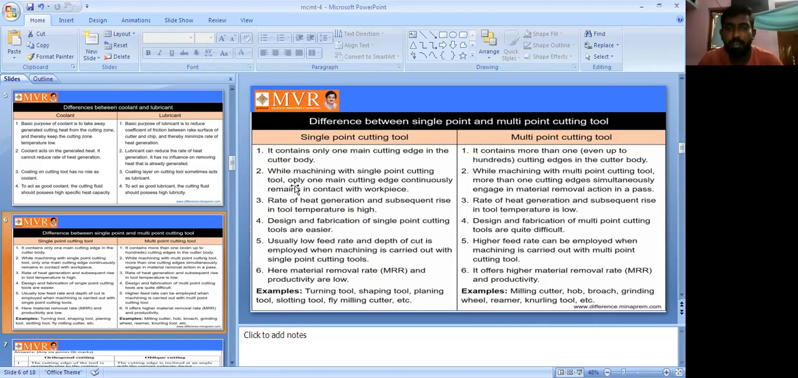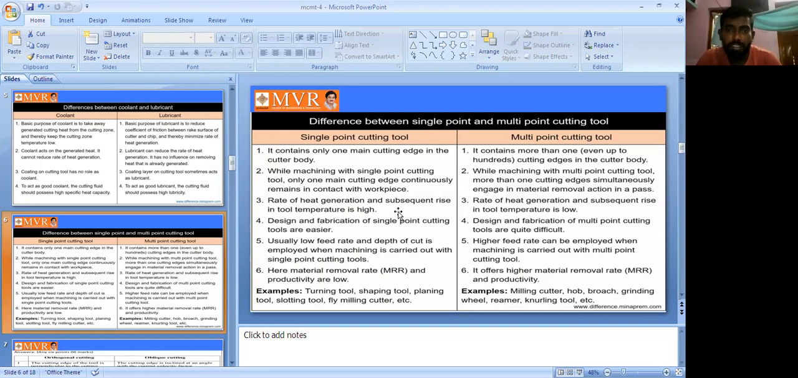Here is another difference. While machining with a single point cutting tool, only one main cutting edge remains continuously in contact with the workpiece. While machining with a multi-point cutting tool, more than one cutting edge simultaneously engages in the material removal action. These are the kinds of differences we can see between single point and multi-point tools.